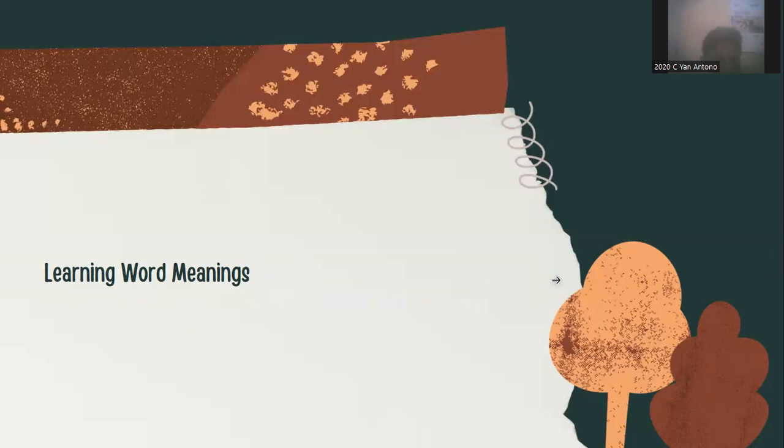And fourth, learning word meanings. Infants begin to learn word meanings in the context of social interactions with caregivers, such as joint attention and the use of infant-directed speech. They use statistical learning and social cues to map words to their references.